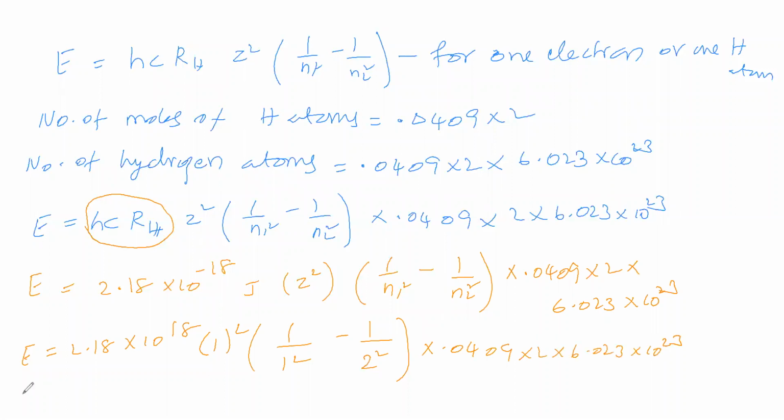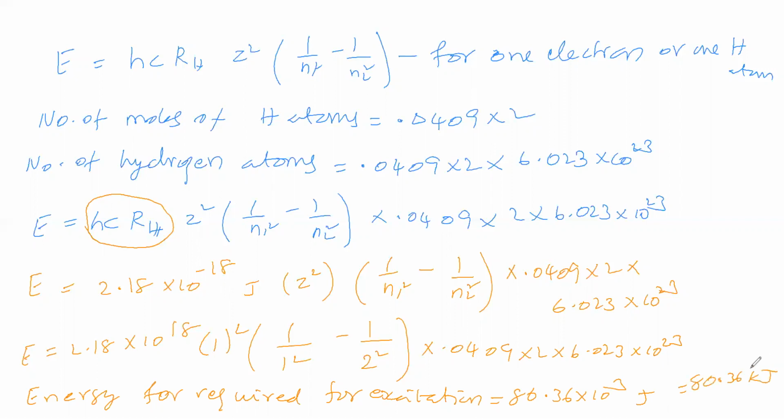Okay, so we are calculating the energy required for excitation. If we simplify, we get the energy required for excitation as 80.36 into 10 to the power of 3. Here all values we have substituted in SI units, therefore joule. So it is equal to 80.36 kilojoule. This is the energy required for excitation.